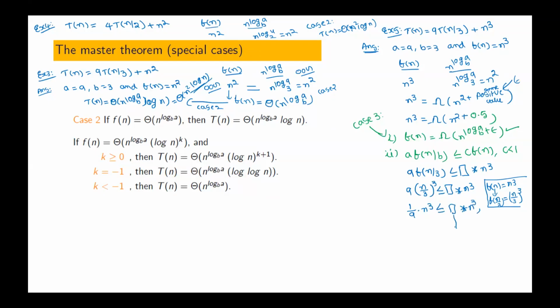But here, is it possible to find some value less than 1 so that this inequality is true? Is it possible to choose some value for that c, which is less than 1, so that the inequality holds? Here it is 1 by 3 into n cube, the left hand side.